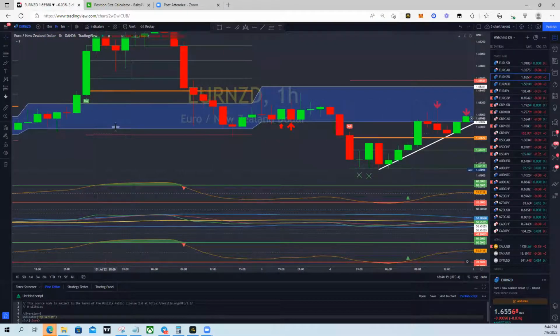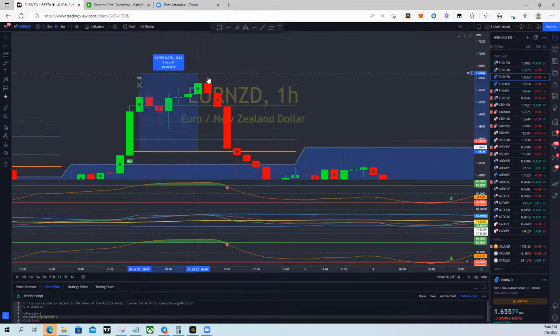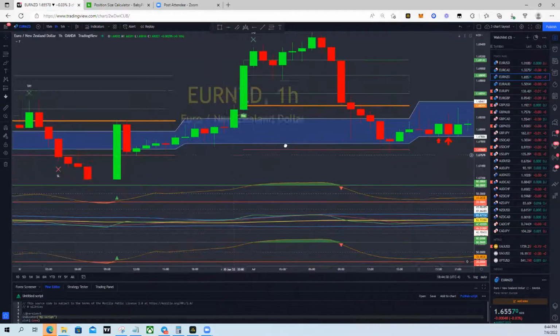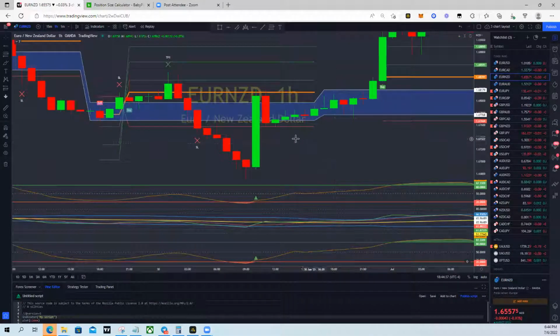Here's a buy, straight to profit. Depending on where you got in, the buy is here. This entry from the signal gave you 130 pips. And notice if it hits the stop loss, it's going to tell you it hit the stop loss. So these are potential setups that you could have caught based off of the system on just Euro NZD.